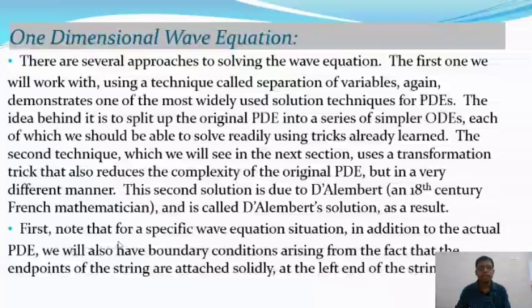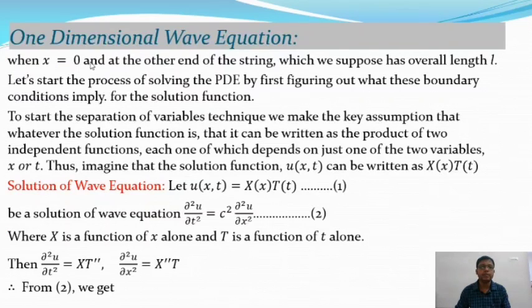Okay. So the first note is that for a specific wave equation, in addition to the actual partial differential equation, we will also have boundary conditions arising from the fact that the endpoints of the string are attached solidly at the left end of the string, therefore when x is equal to 0, and at the other end of the string, which we suppose has overall length L. So let's start the process by solving the partial differential equation by first figuring out what these boundary conditions imply for the solution functions.